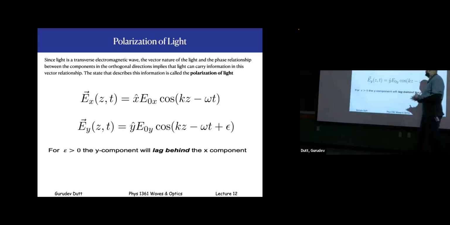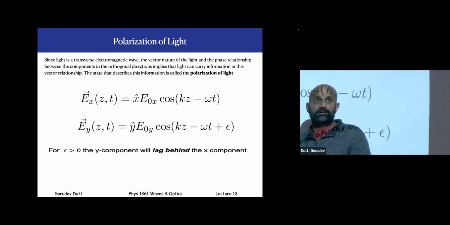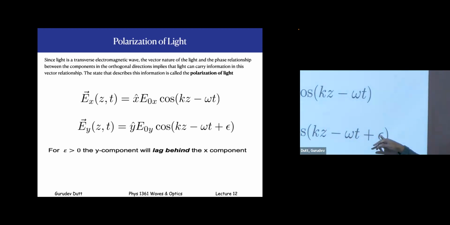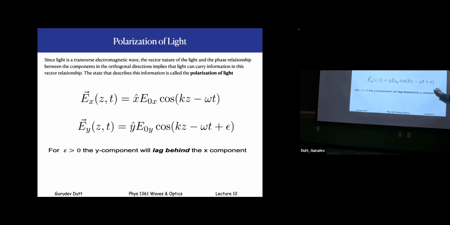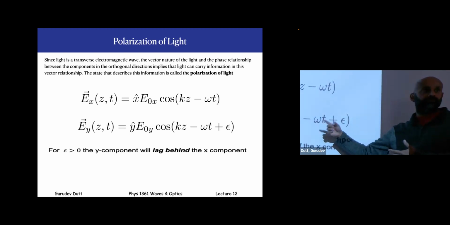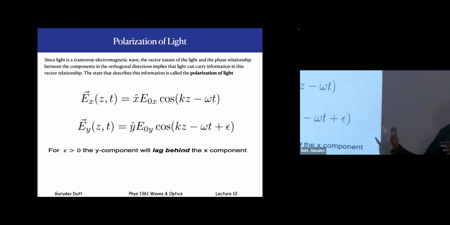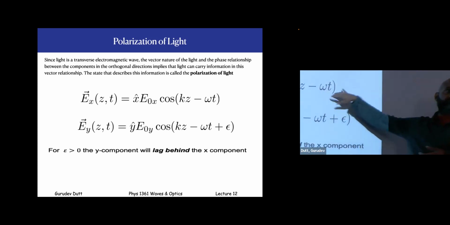So the x component of E can be written as some amplitude E naught x cosine(kz minus omega t), and then the y component of the electric field is the same thing, except I could have an additional phase, epsilon. That's the most general state of light that I can write down for the vector. What I'll show you in the next class is that because of the minus sign in this omega t, when epsilon is greater than 0, the y component will lag behind. We have to wait an additional time until the two are equal to each other, so Ey will lag behind Ex if epsilon is greater than 0 with this choice of kz minus omega t.